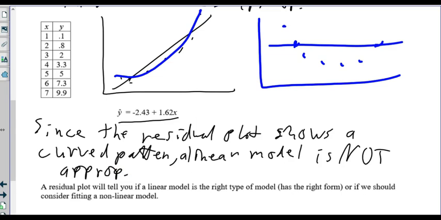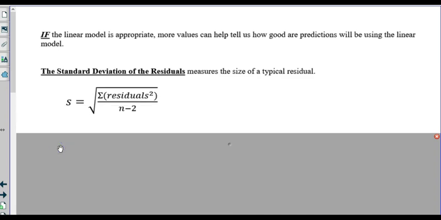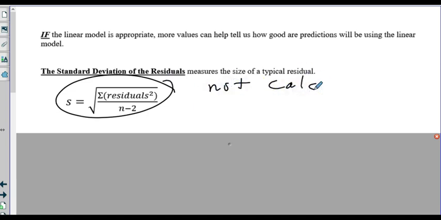Moving on. There we go. So, if the linear model is appropriate, so if we do use a line, there are more values that can help us give more predictions. So, we love formulas. This is the formula for S, which is the standard deviation of the residuals. Okay? Don't worry. We're not going to calculate this. You're not going to calculate this. You'll be given S. We're not worrying in this class about how to calculate S, the standard deviation. You'll be given S. We just got to know, what does S mean.